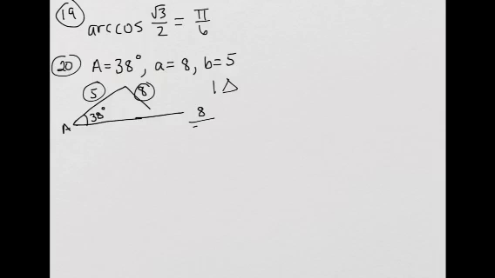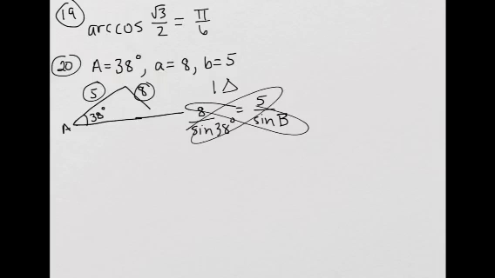So 8 over sine 38 equals b over sine b. So we know that for b, we can use 5, right? Because they gave you that number. So you cross multiply. So it's going to be 8 sine b equals 5 sine 38. We divide both sides by 8. Okay, and then input this into the calculator. Make sure you're back in degree mode if your calculator was set to radian before that.